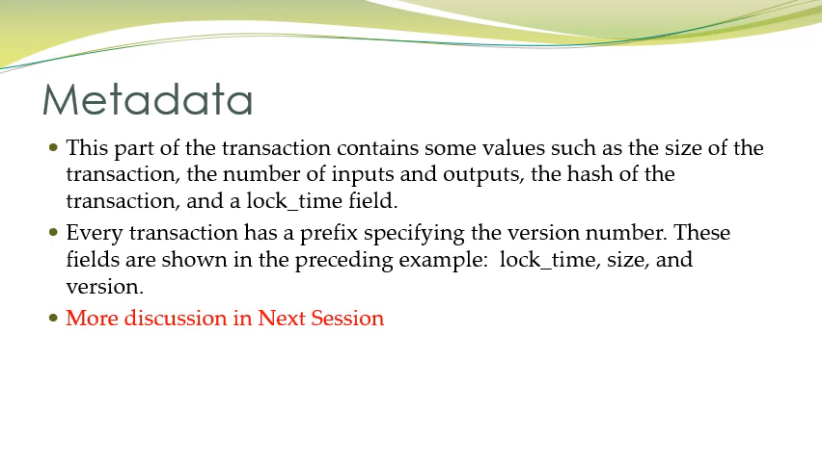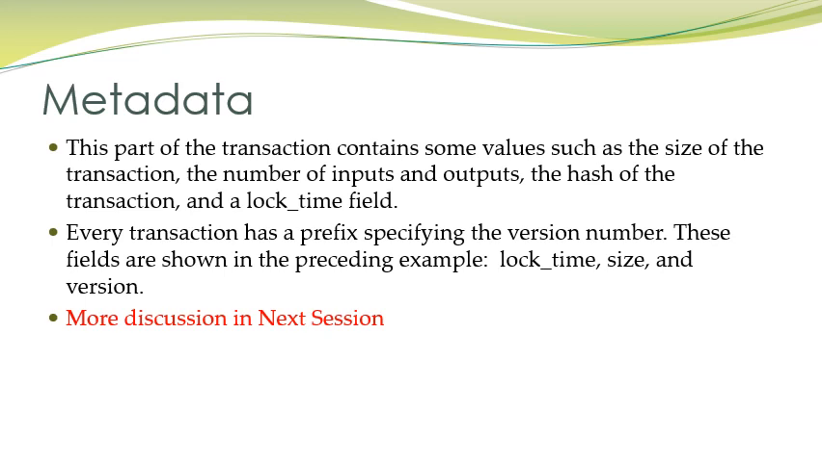Then metadata. This part of the transaction contains some values such as the size of the transaction, number of inputs and outputs, hash of the transaction, and log time field. In DBMS also we have seen this term. Metadata is data about the data, and this metadata gives the information about the data. So in blockchain, in Bitcoin also, metadata has the same meaning. This metadata gives the information about the transaction.